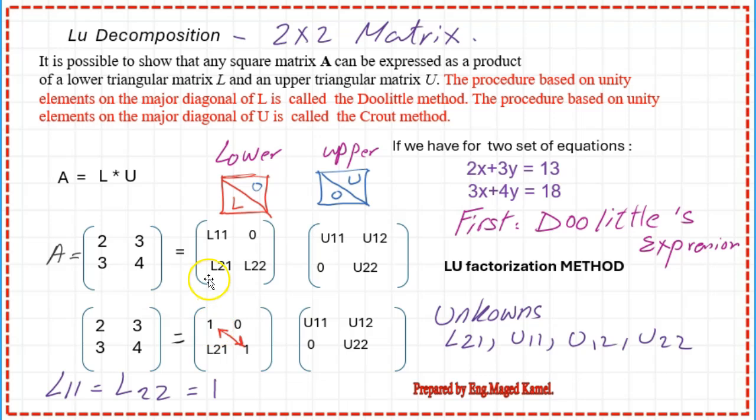How many unknowns do we have? We're supposed to have 6 unknowns, but due to Doolittle's method, L11 and L22 equal 1. So for the time being we have only 4 unknowns. These unknowns are L21, U11, U12, and U22, based on Doolittle's expression. We'll move to the next slide, in which we are going to find these 4 unknowns.